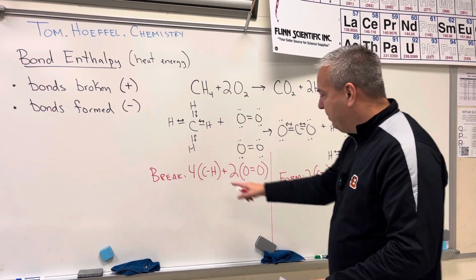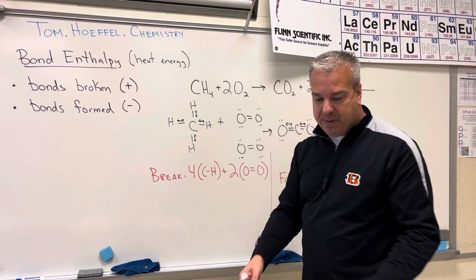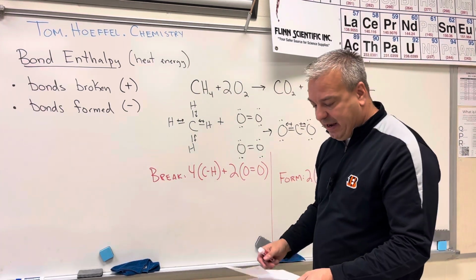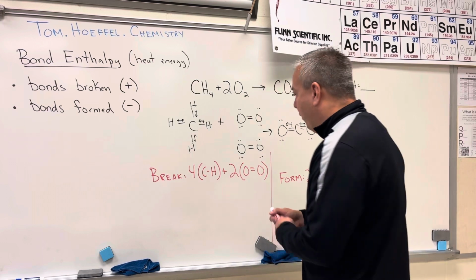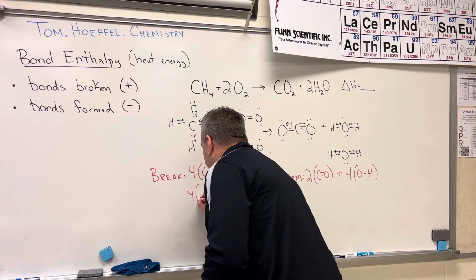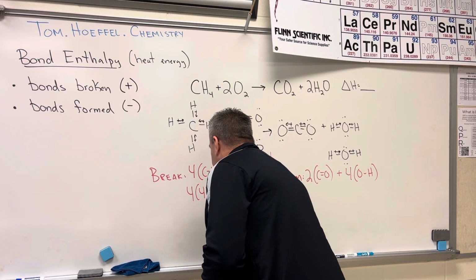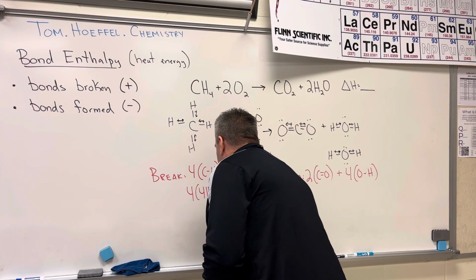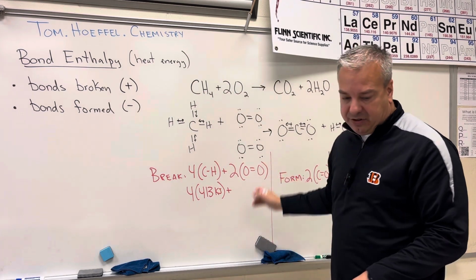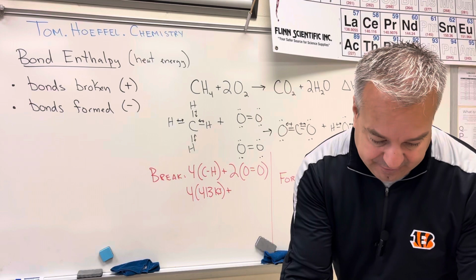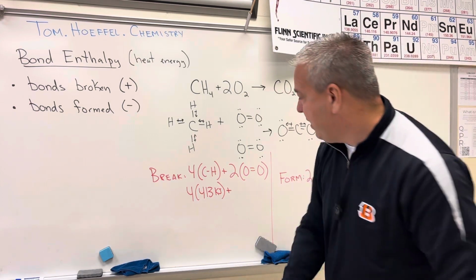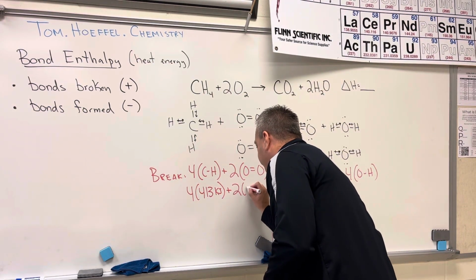Okay, so I'm going to look up the carbon to hydrogen bond. Okay, and when I do that, it ends up being 413. So I got 4 of those. And I have 2 oxygen-oxygen bonds, and that value comes out to be 495. So I got 2 of them.